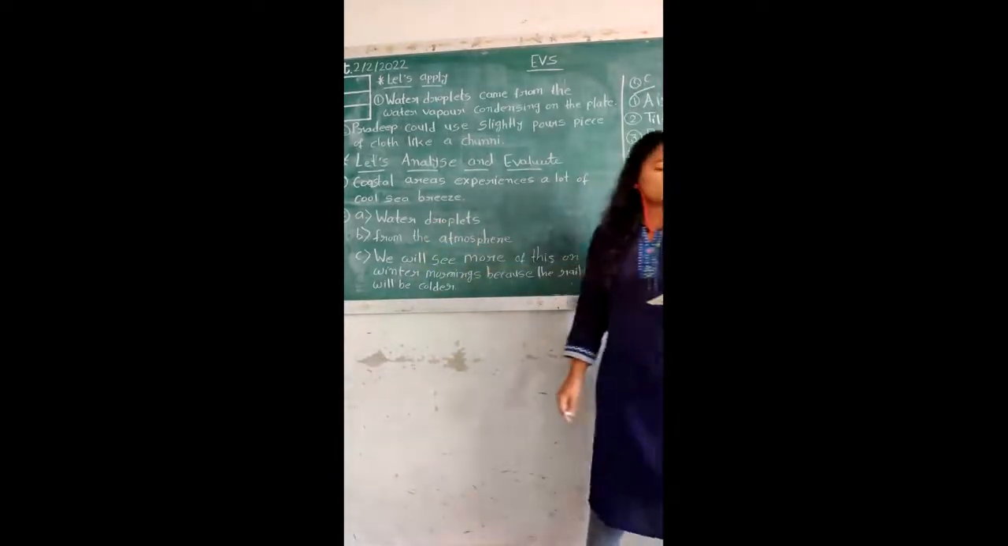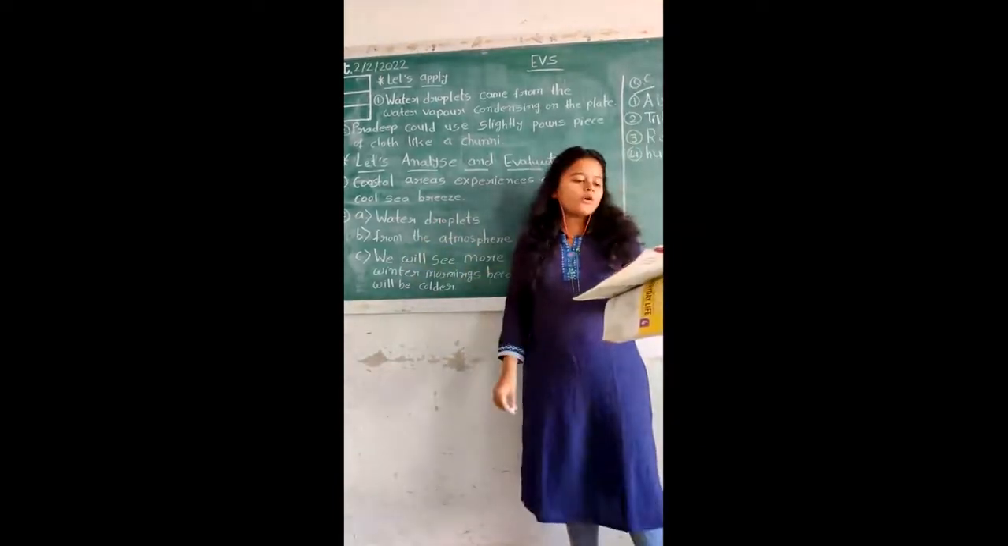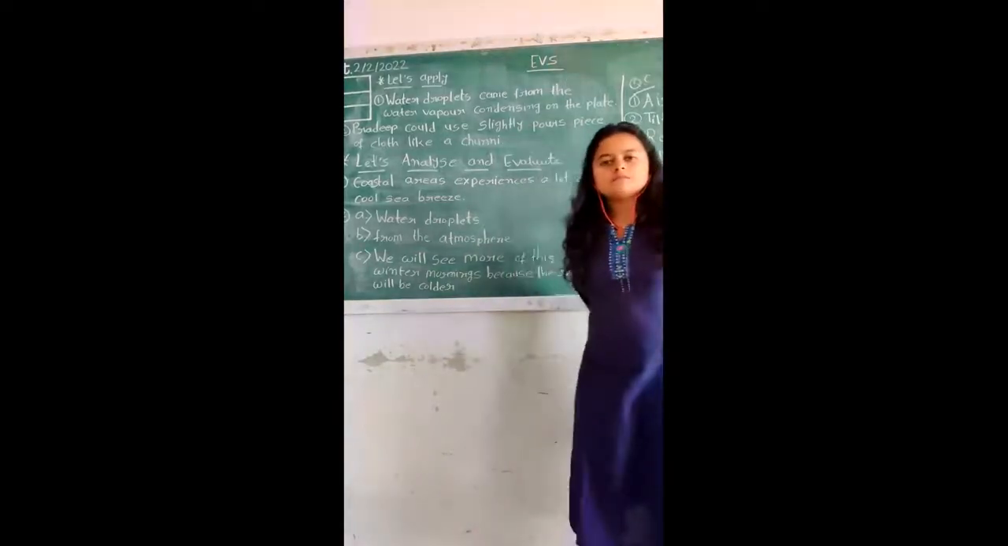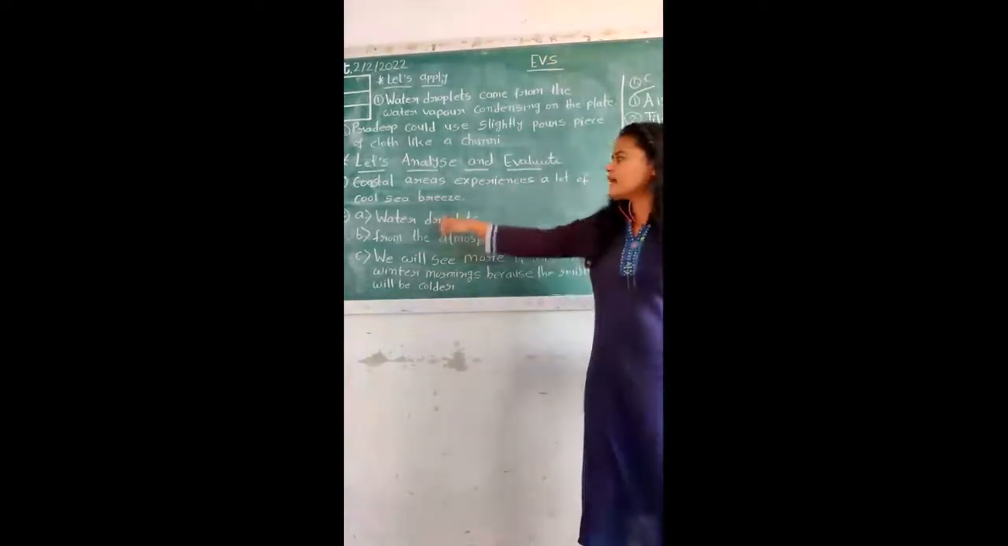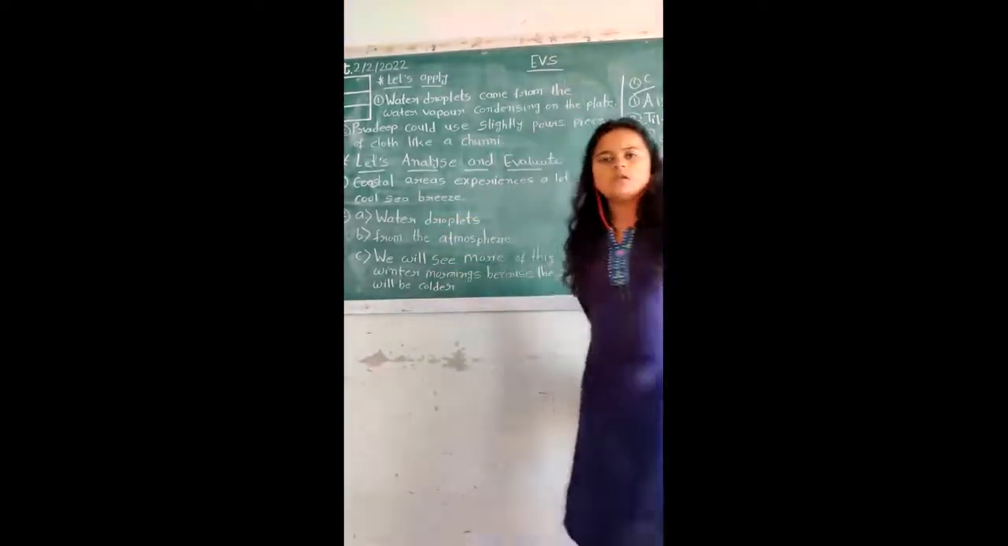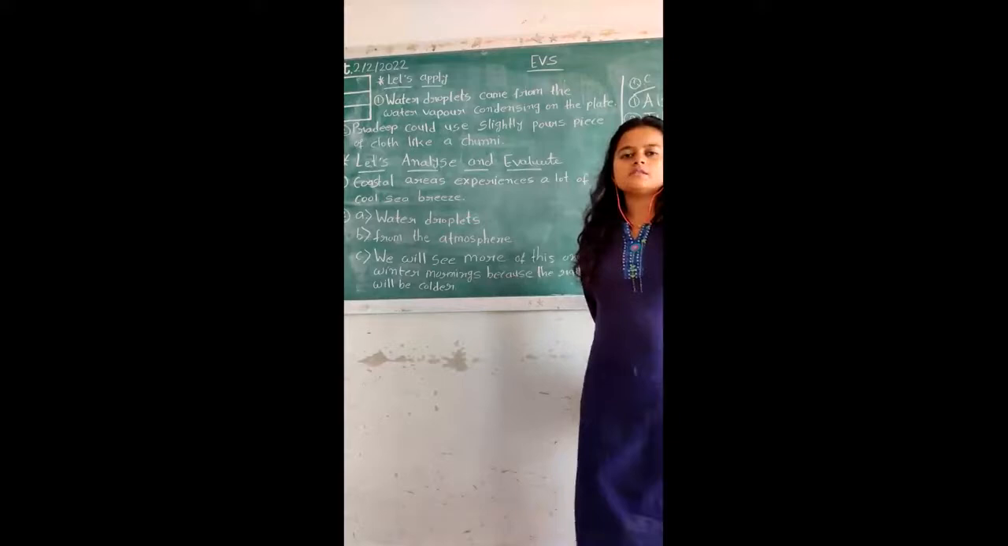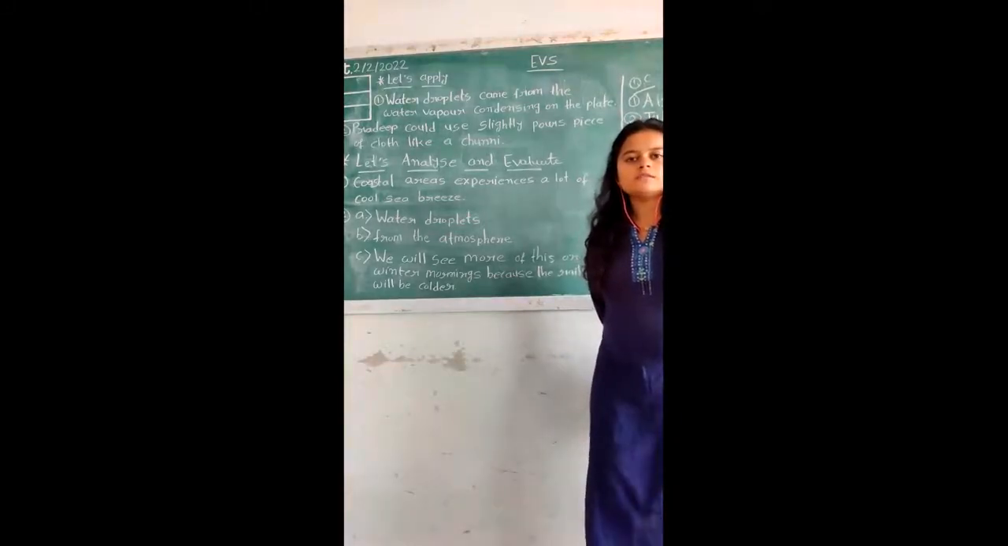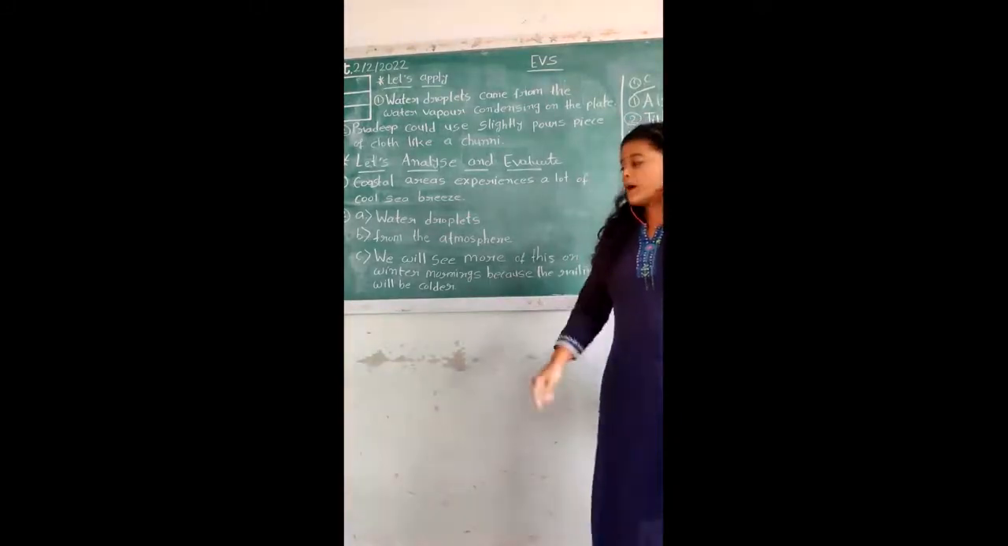And then look at the last question. Will we see more of this on summer mornings or winter mornings? Why? We can see this type of water droplets on things in the summer mornings or winter mornings. How can we usually see this type of droplets? Winter mornings. Why?